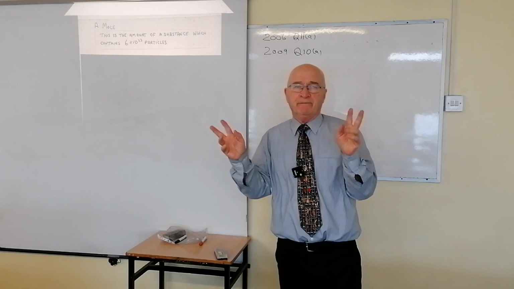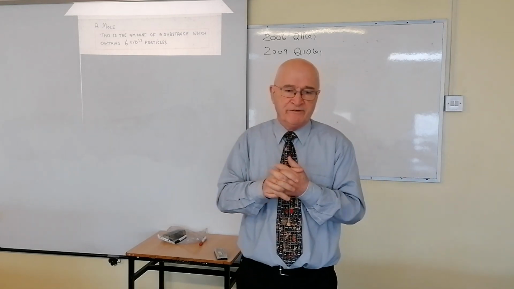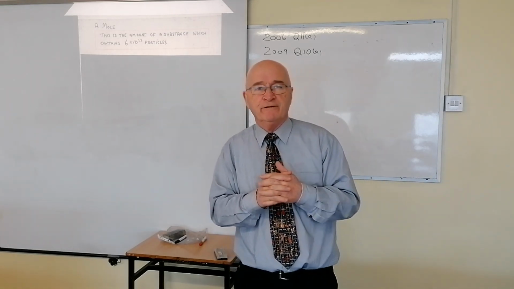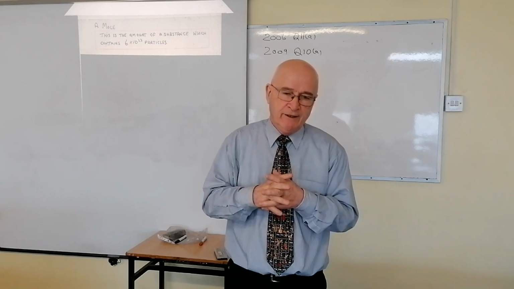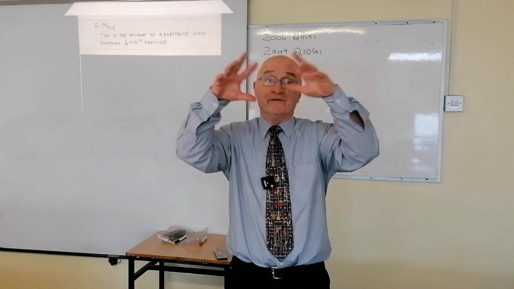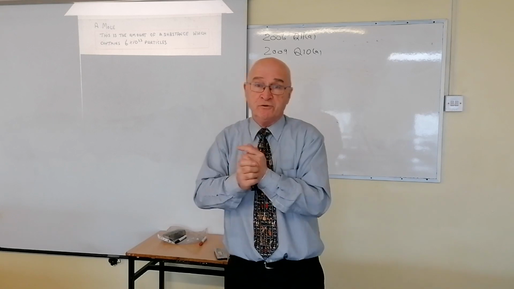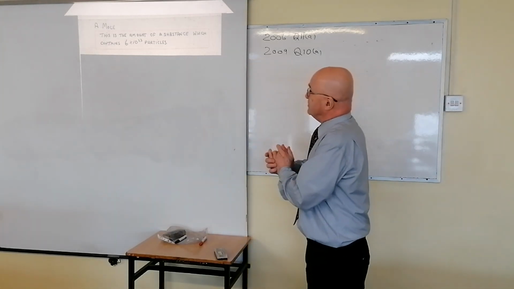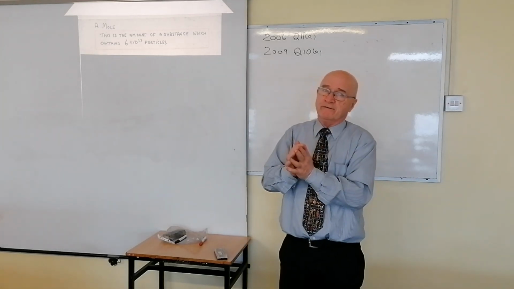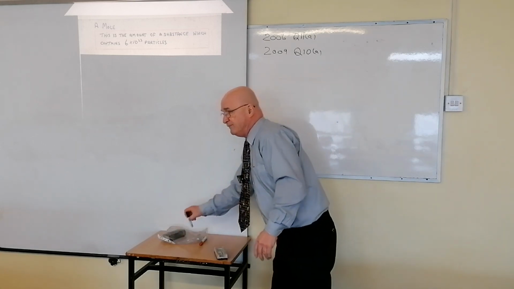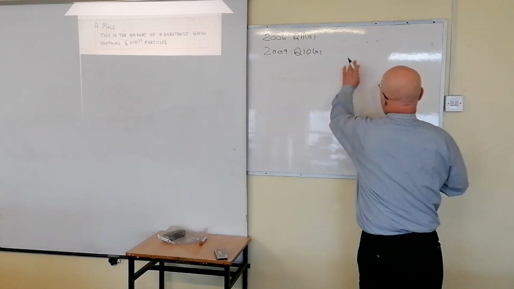And I'm using the word substance here, and I generally don't recommend it in chemistry. It's usually used by bluffers when they don't know what they're talking about. You see, substance here covers everything, if you know what I mean, and that's what I'm trying to do here. It's the amount of a substance which contains an exact number of particles, and that number of particles is known as Avogadro's number, or Avogadro's constant.